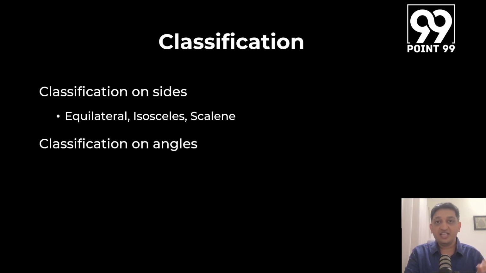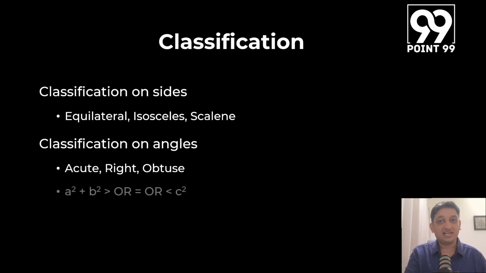In terms of angles, we can classify triangles as acute angled triangles, wherein the largest angle of the triangle will be less than 90 degrees. If the largest angle of any triangle is 90 degrees, then we call it a right angled triangle. And if the largest angle of any triangle is greater than 90 degrees, we call it an obtuse angled triangle.